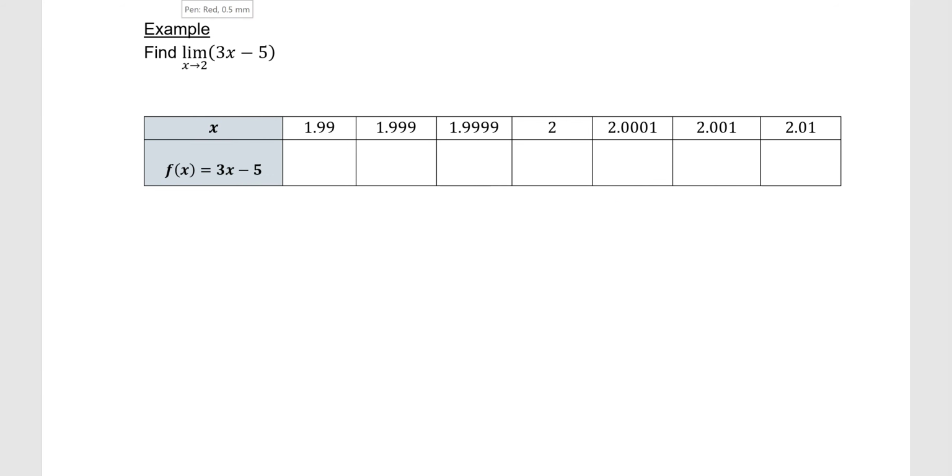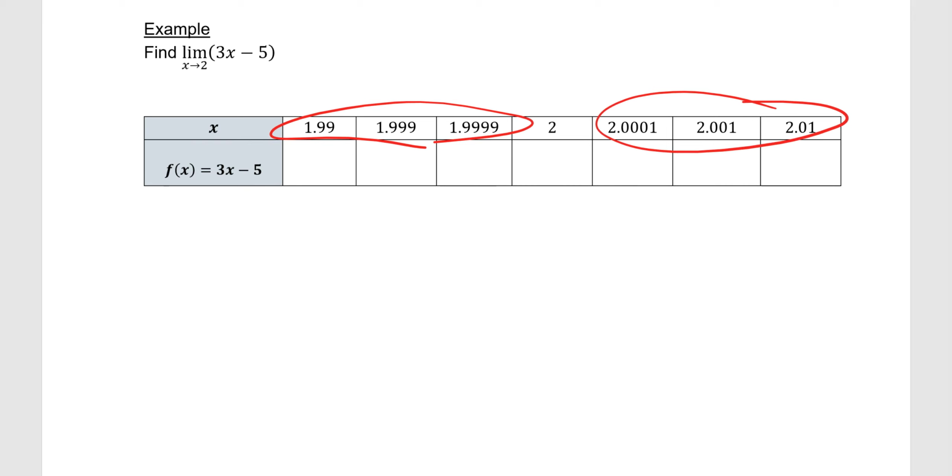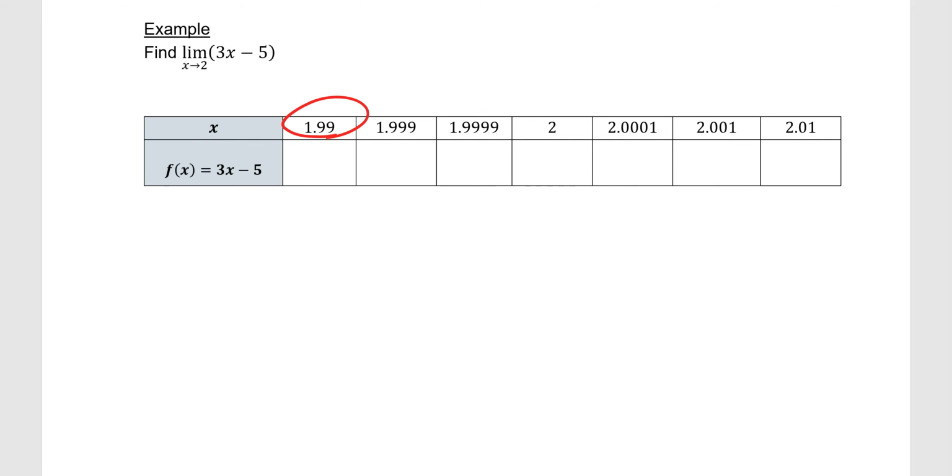So we have our function. We want to find the limit of 3x minus 5 as x approaches 2. And we have our x values to the left, x values to the right. So let's go ahead and plug those in. Let's plug in 1.99. This box is going to be the function evaluated at 1.99. So 3 times 1.99 minus 5, that's going to give us 0.97.